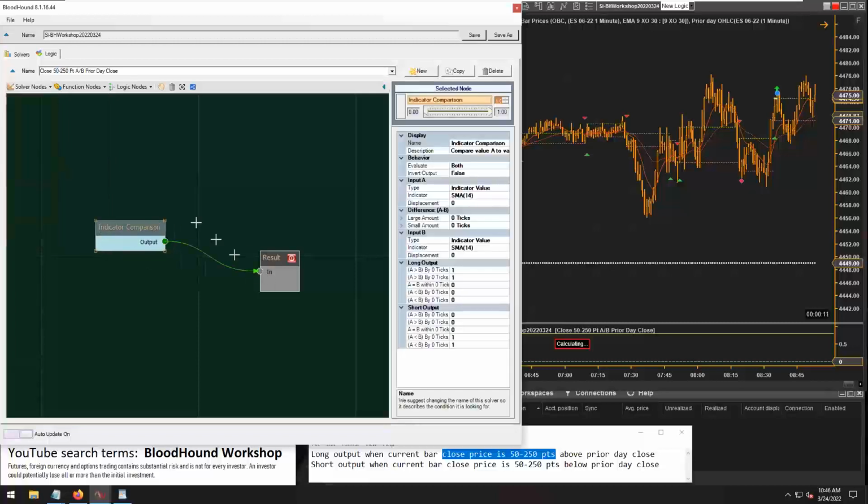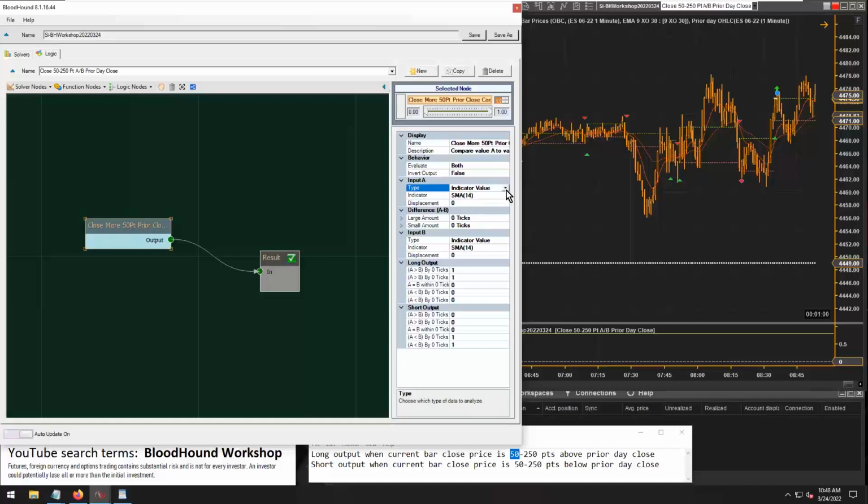So the first part of the range is, obviously, the current close needs to be more than 50 points away. So it has to be greater than 50 points away. So let's see here. All right, so there's a bit of a name here. So the current close needs to be more than 50 points away from the prior close.